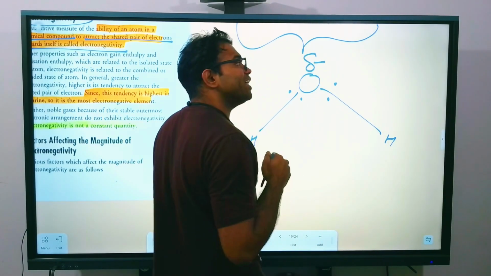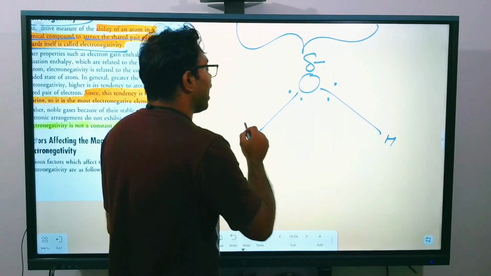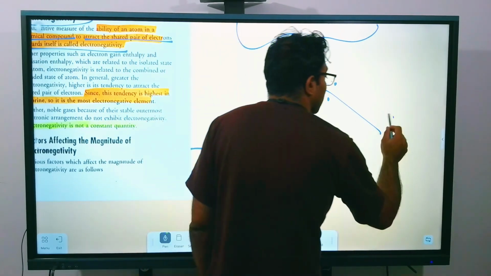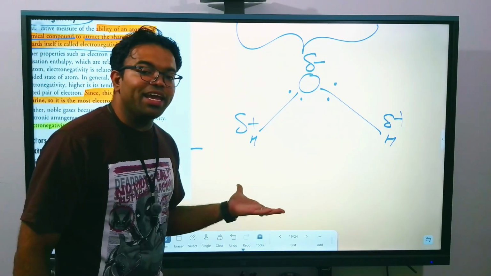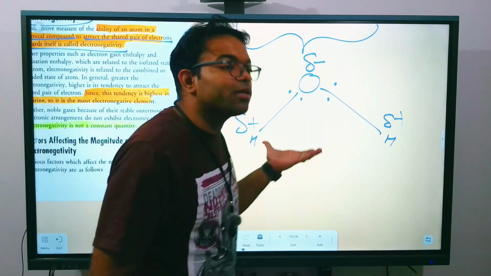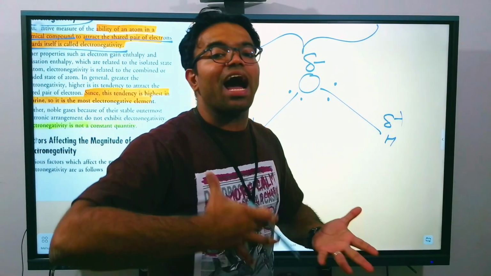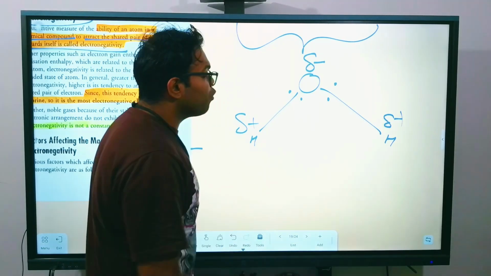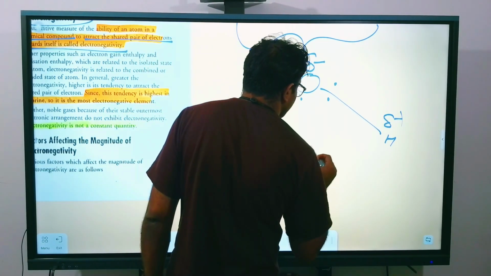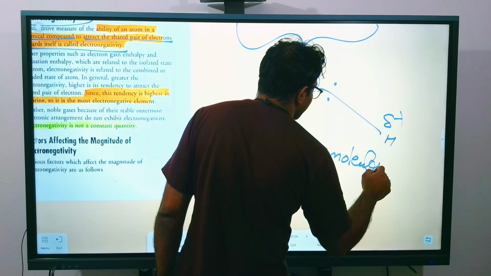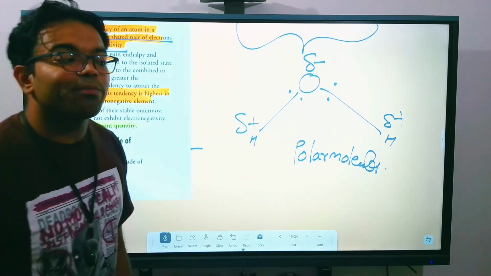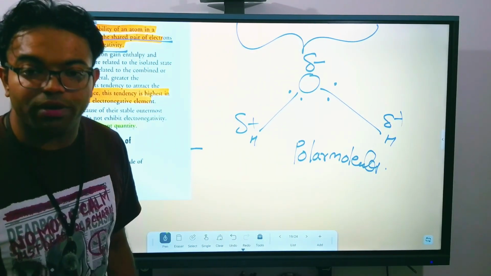There is a slight negative charge on the oxygen atom and there is a slight positive charge on these two hydrogen atoms. So we say that a covalent molecule has attained ionic properties. Therefore, we call them polar molecules. Okay, that's where polar molecules actually comes from.